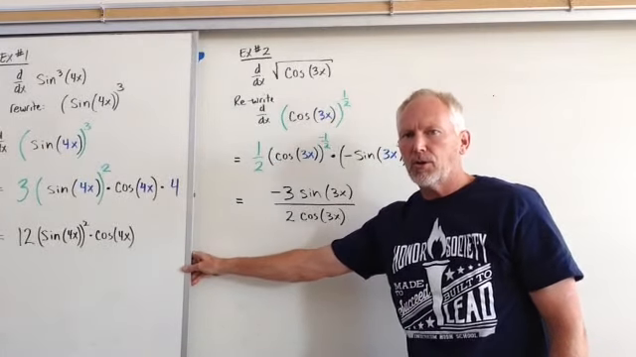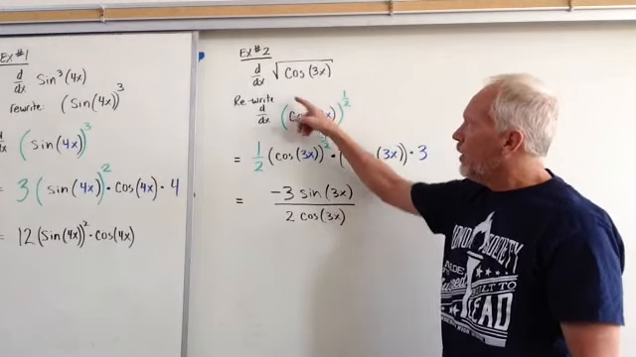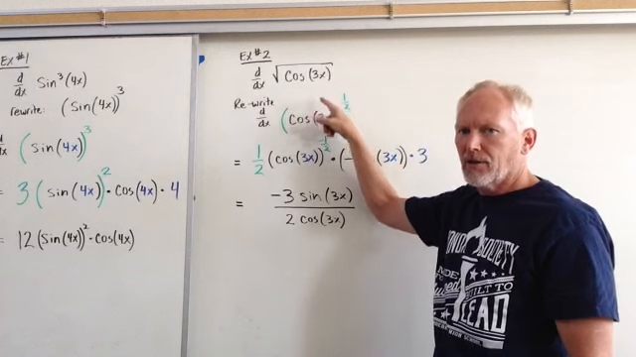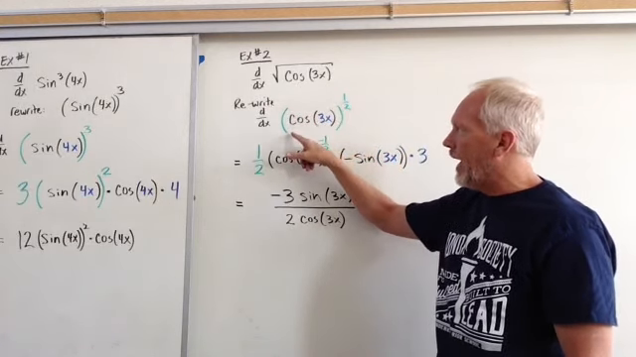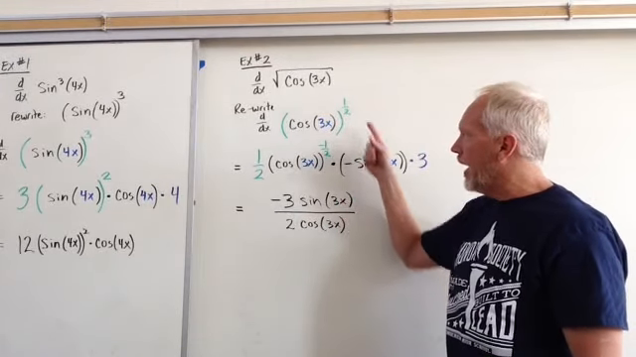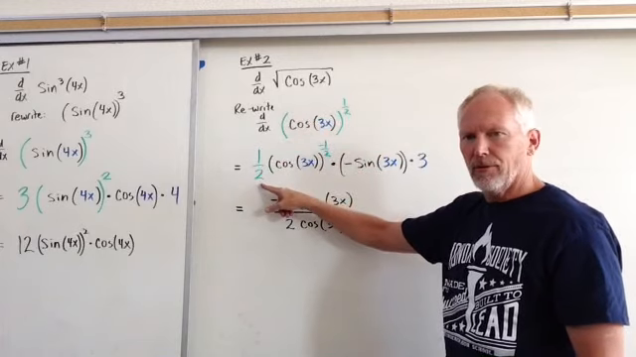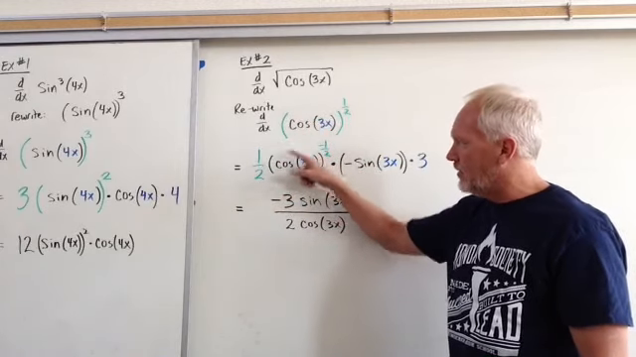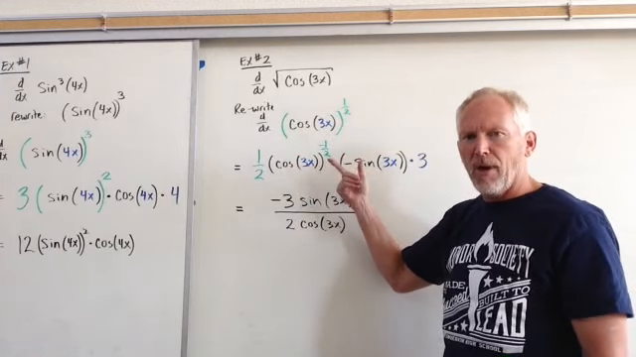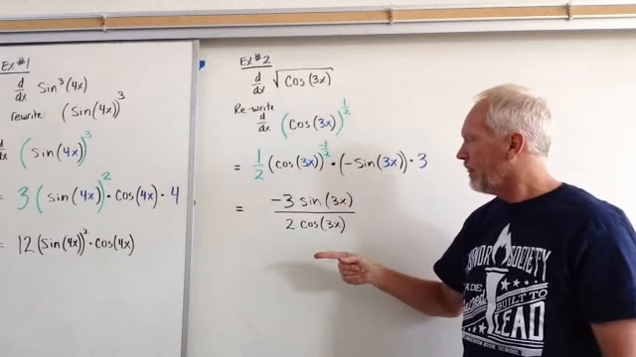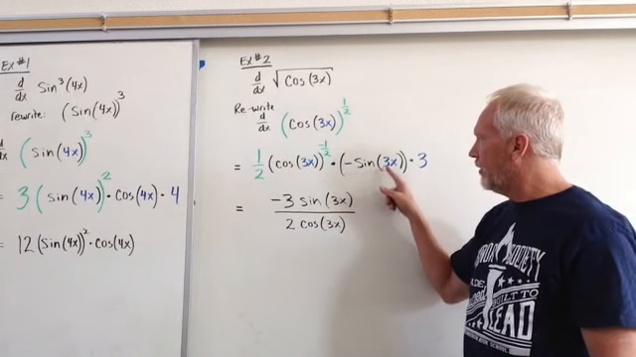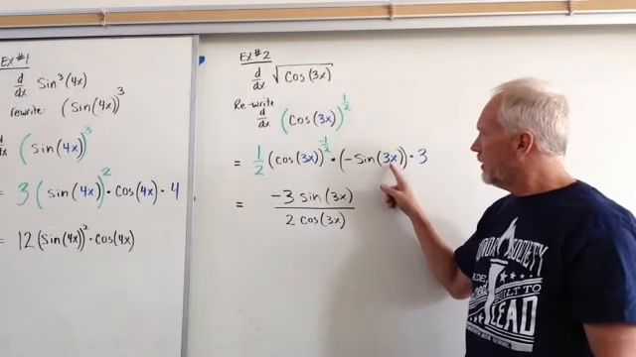Example number 2. Here we go. We have the derivative of the square root of cosine of 3x. Well, now we want to rewrite it as cosine of 3x to the 1/2 power. All right. Now, when we do that, we bring down the 1/2. We have cosine of 3x still on the inside. That doesn't change. But now when we reduce the power, 1/2 minus 1 is negative 1/2. So we have times the sine of 3x, right?